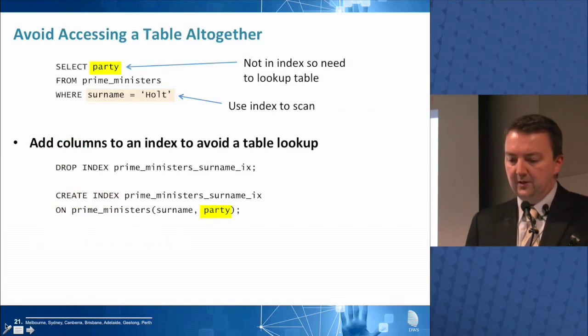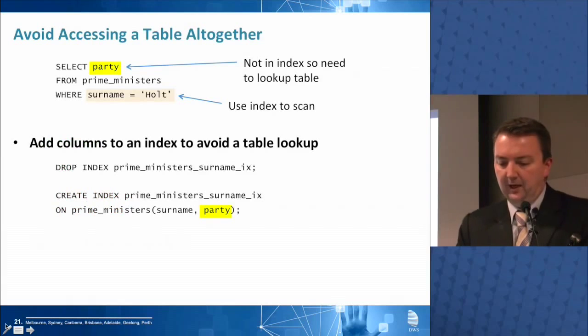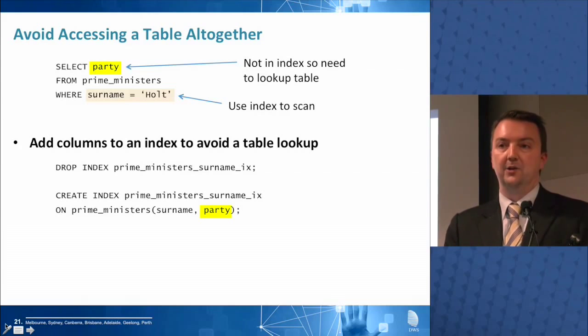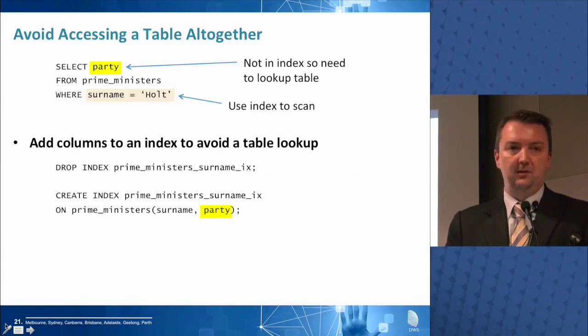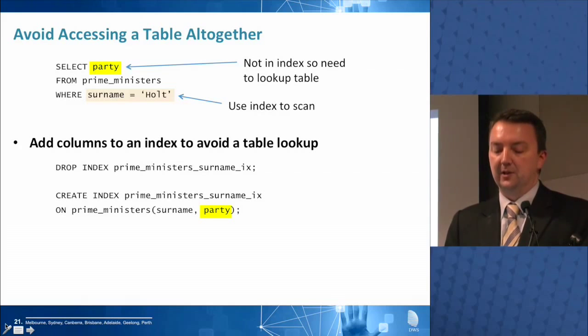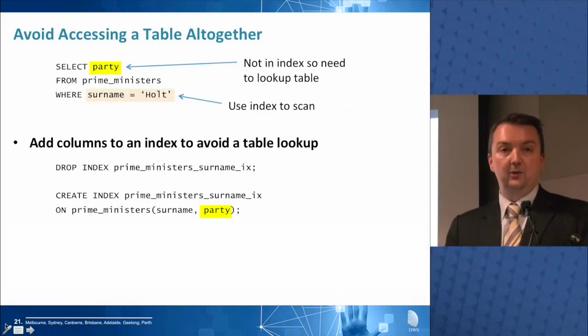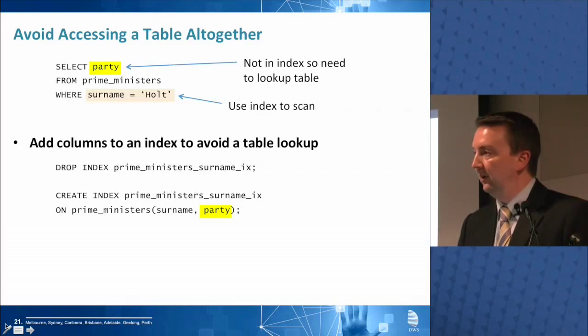All right, avoid accessing a table altogether. Have a look at this SQL. Select party from prime ministers where surname equals Holt. We've got an index on surname. Fantastic. There's probably not many entries in this table that have Holt in them. So we're going to use the index on surname. But what we want from this SQL is to select party. So party's over in the table. Once I've found Holt in the index, I'm going to have to look up the table to get party.